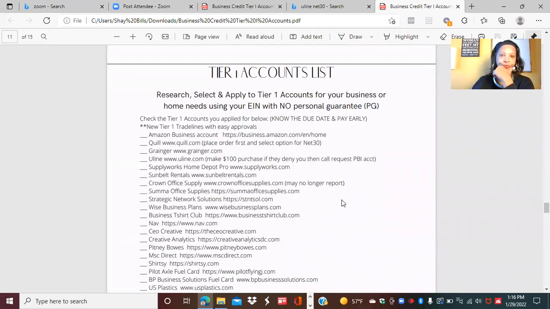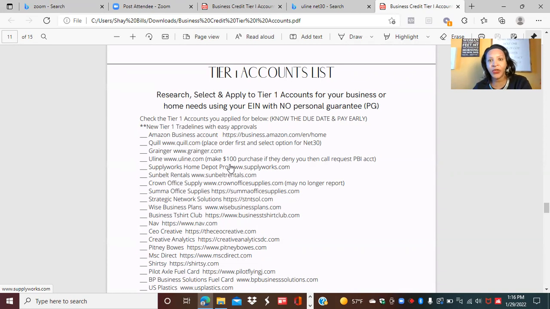Okay, so all of these are going to work about the same. Notice with Uline, you'll need to make a $100 purchase. If they deny you, then call and request a PBI account, okay? Oftentimes when you're first at the gate and you're applying for business credit, sometimes initially because you're brand spanking new, they're going to deny you. So sometimes to rectify that, you just pick up the phone and call, especially once you make this $100 purchase and request a PBI account, okay?